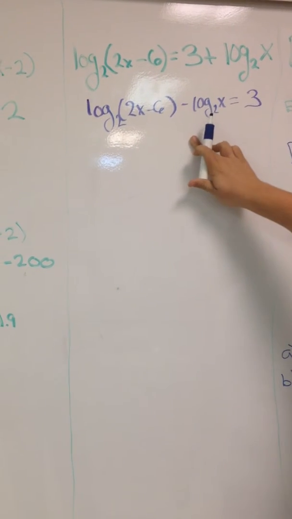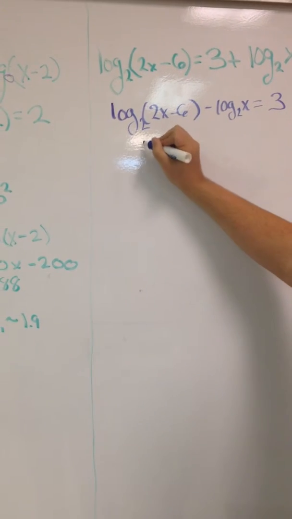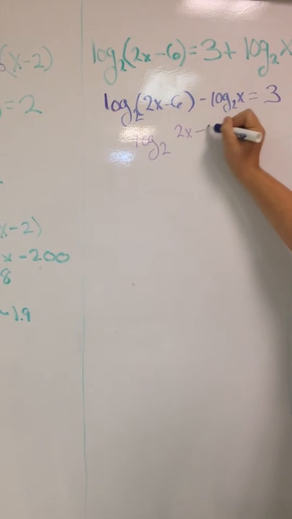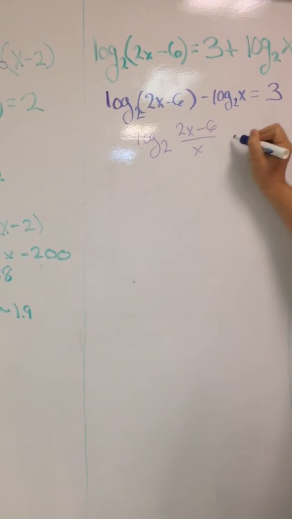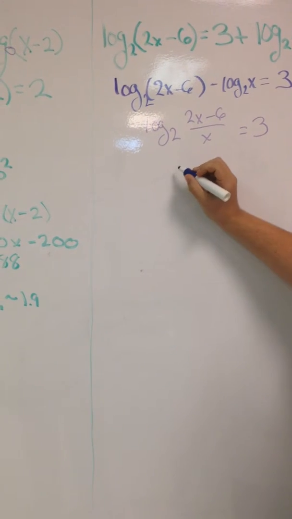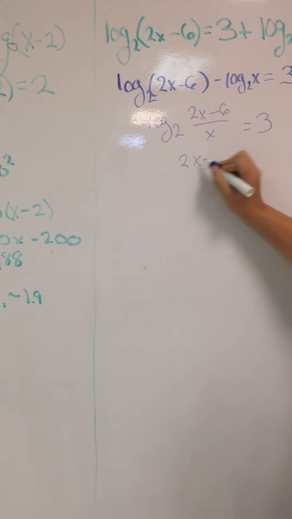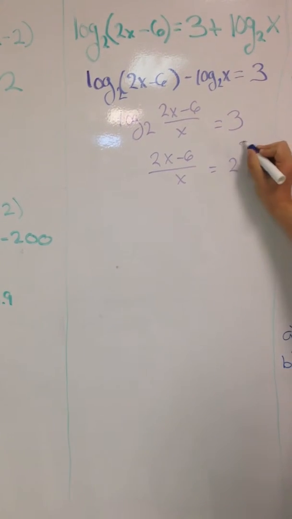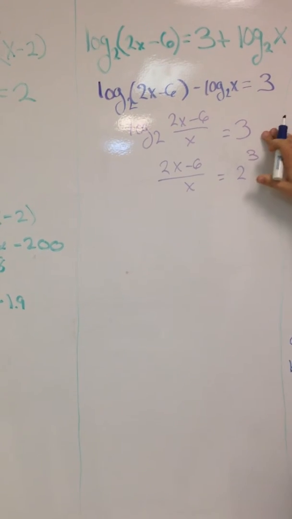And then because it's subtracted, once again, you can divide. So you'd have log 2x minus 6 over x equals 3. And then you would do the same property. So it would be 2x minus 6 over x equals 2 cubed, because it's base 2 and this is a 3.